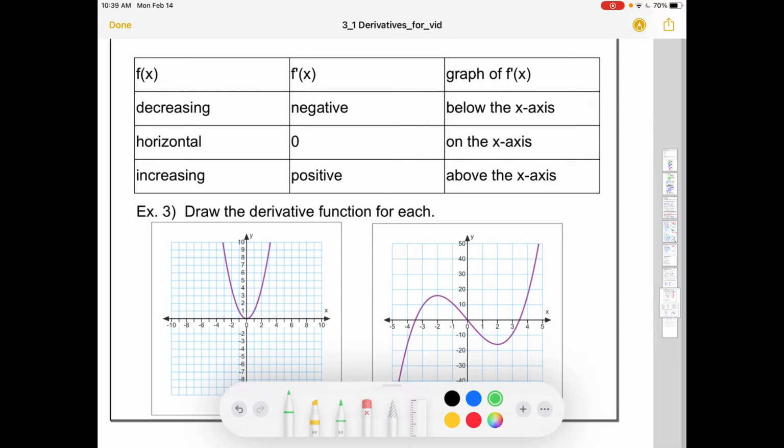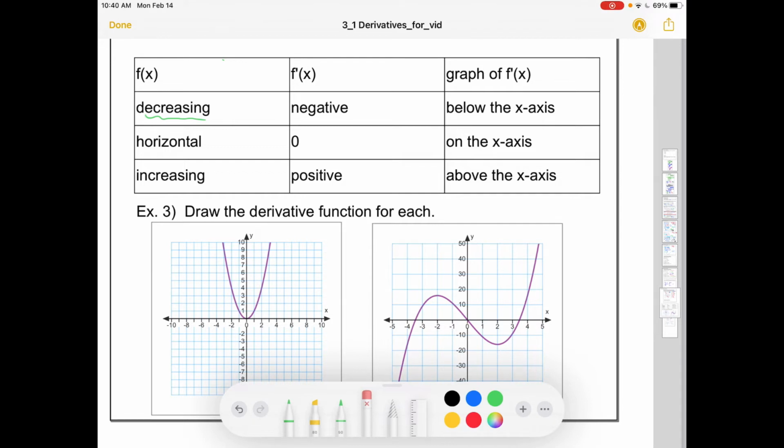Hopefully you've had some time to do some of those practice questions. And now let's look at how the graphs of f and f prime are related to each other. If f is decreasing, so let's just draw a decreasing function, its slopes are negative. Those are identical meanings to each other. If it's decreasing, the slope's negative. And that means the graph of f prime is going to be below the x-axis because it's a negative value.